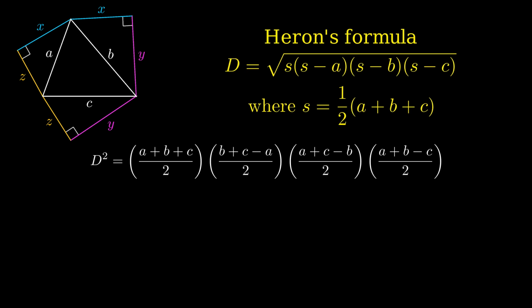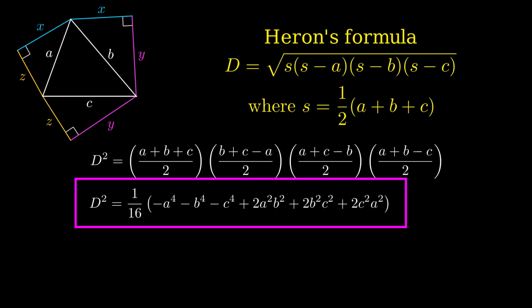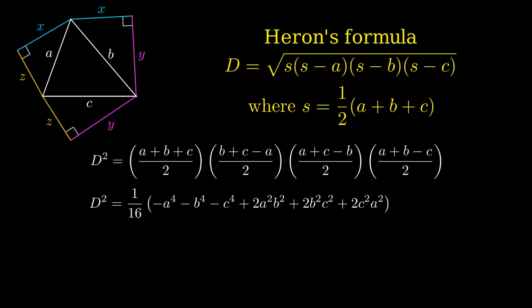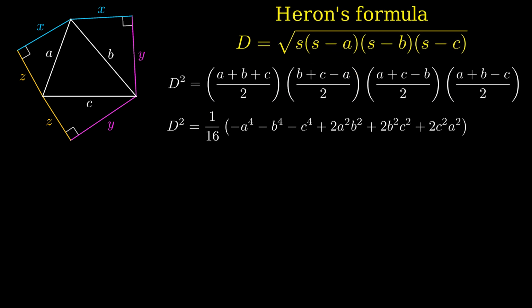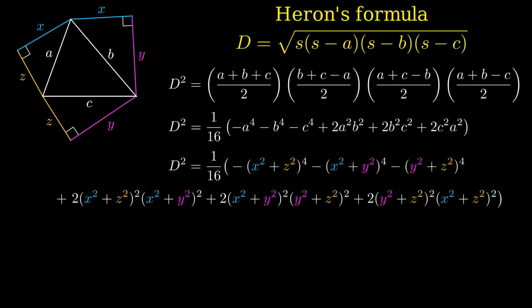We're interested in d squared, so we can get rid of the square root. When we expand these 4 brackets, most of the terms cancel and we're left with these 6 terms. Now we can use the Pythagorean theorem to replace a, b, and c with their expressions in terms of x, y, and z.